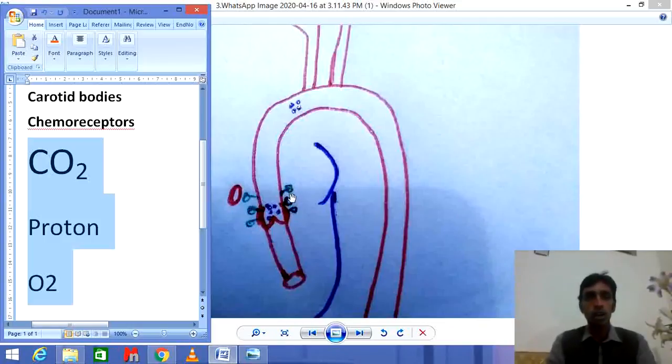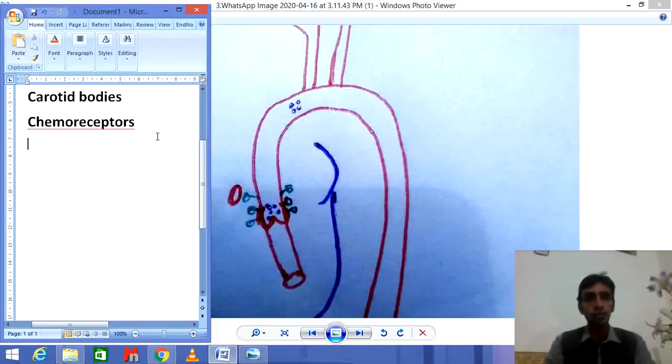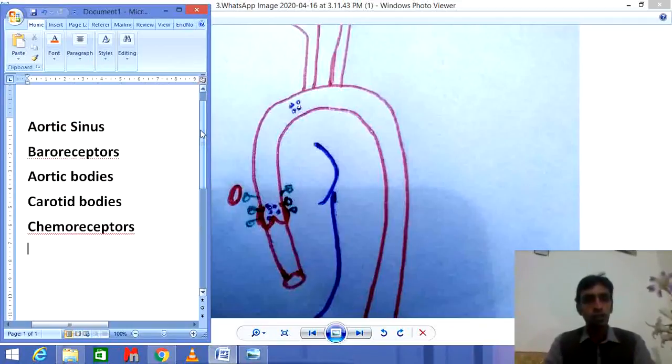You can also say that the carotid bodies and the aortic bodies are responsible for the detection of carbon dioxide, proton, and oxygen concentration inside the blood. These carotid bodies and aortic bodies also have a blood supply. Yes, there are veins and arteries which supply blood to these bodies. So during the blood supply, these detect the concentration of carbon dioxide, proton, and oxygen in the blood. So these are chemoreceptors, for the detection of these three chemicals.